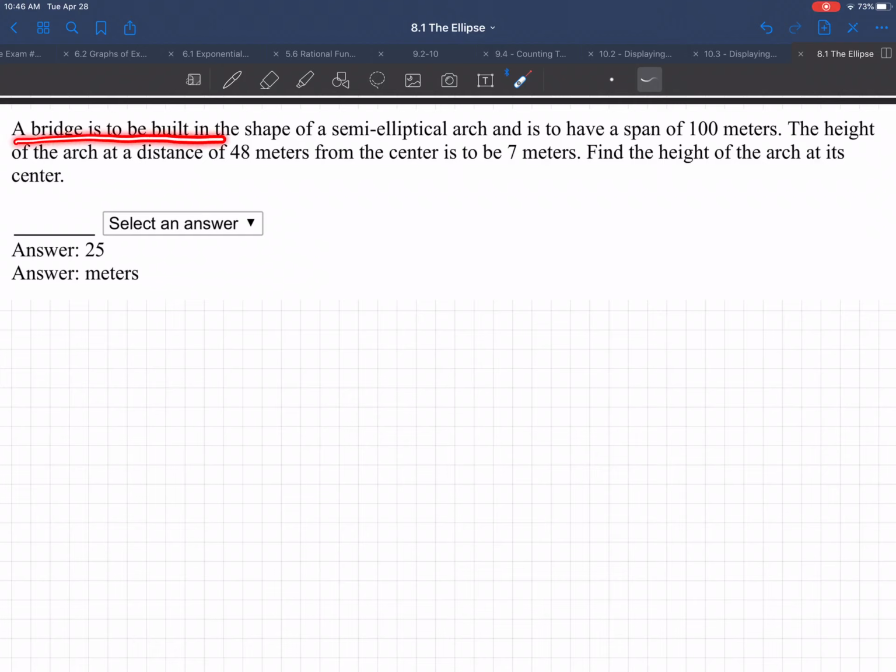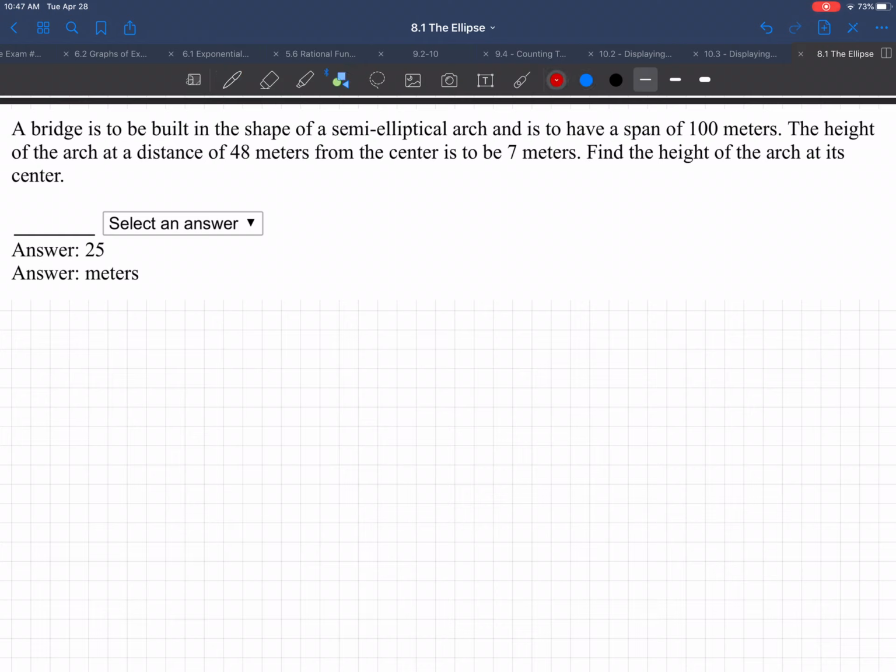A bridge is to be built in the shape of a semi-elliptical arch and is to have a span of 100 meters. The height of the arc at a distance of 48 meters from the center is to be 7 meters. Find the height of the arch at its center.